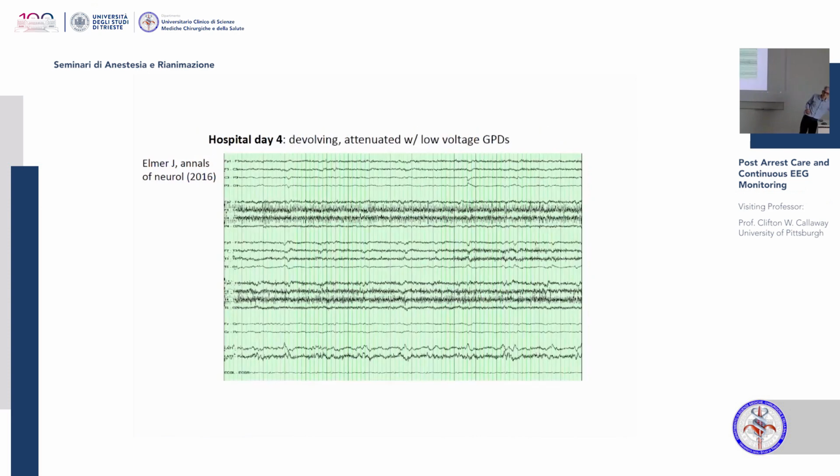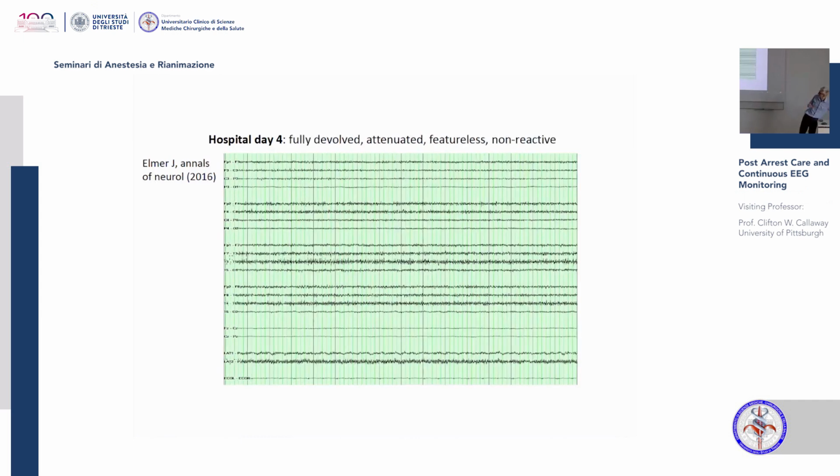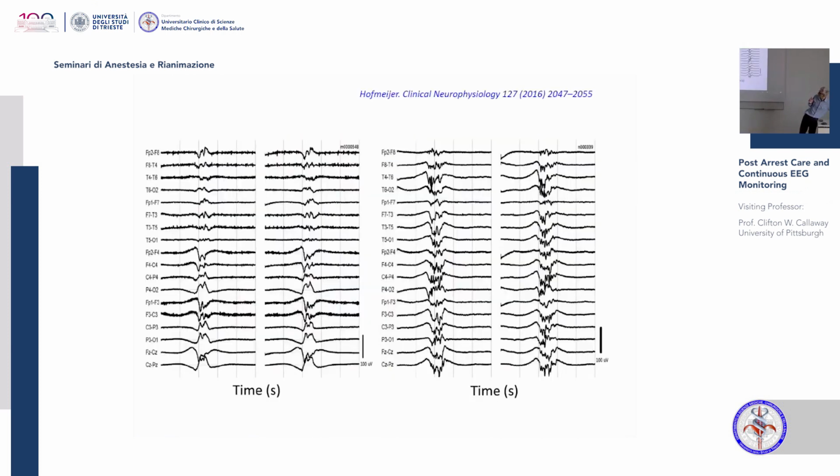And over time, sometimes it lasts for the rest of the patient's life. Sometimes it burns out over 3 or 4 days and goes to a very flat, attenuated background. And for this patient, that was the case. It became suppressed. And that's what his EEG looked like for the rest of his life. No good. Other pictures of the same thing.